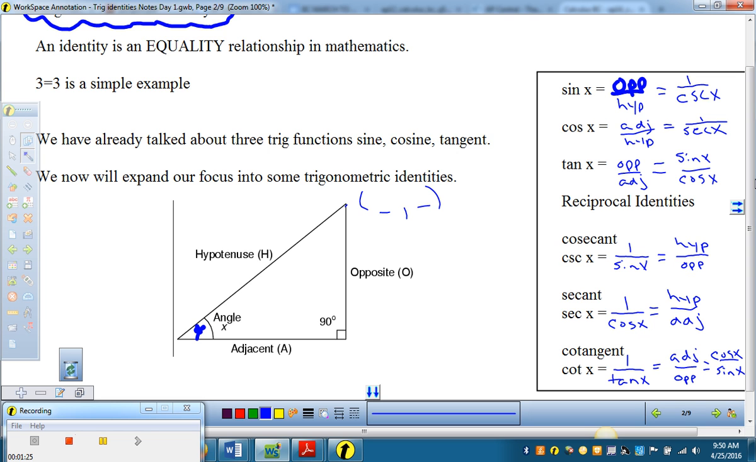Okay. All right? So tangent x, I want two things. I want sine x over cosine x, but I also want you to remember that it is 1 over cotangent x. So next to tangent, we should see sine x over cosine x and 1 over cotangent x.